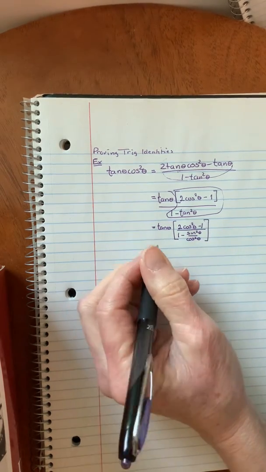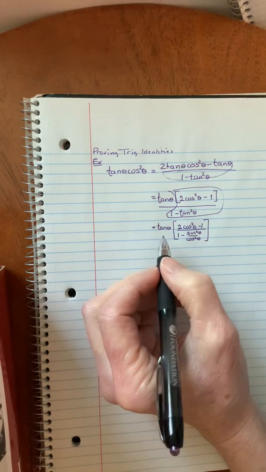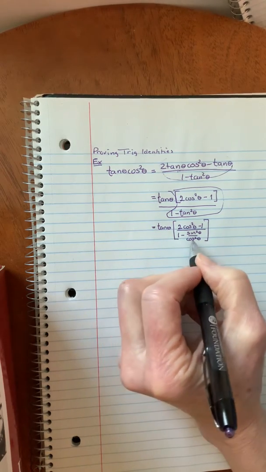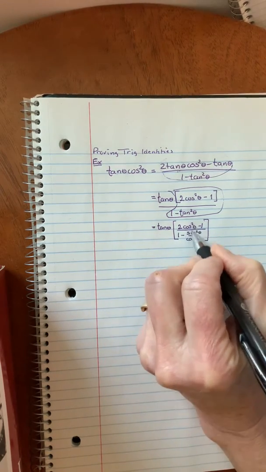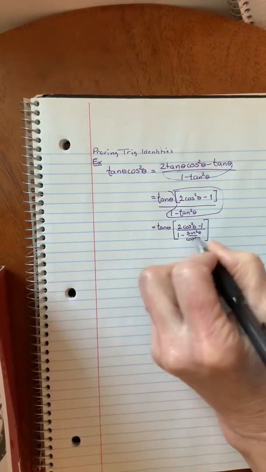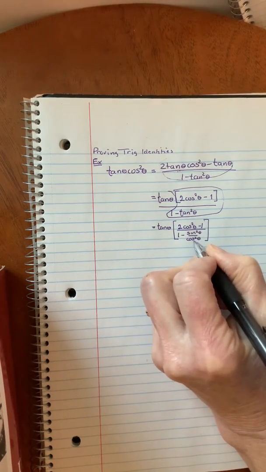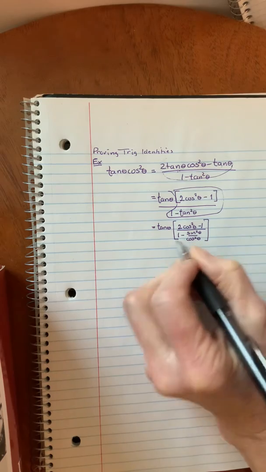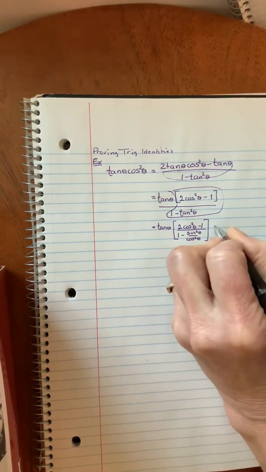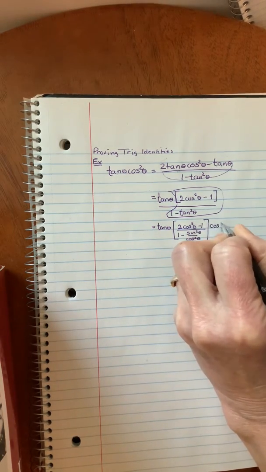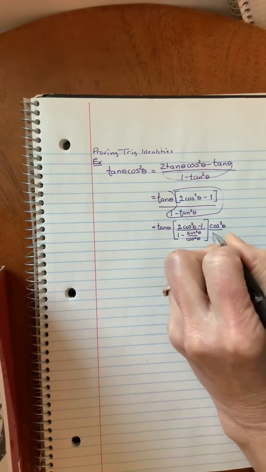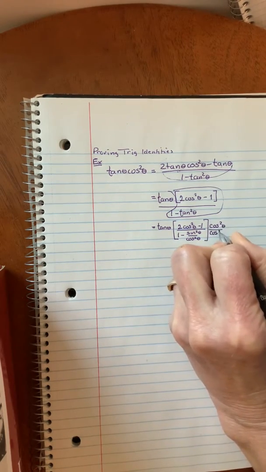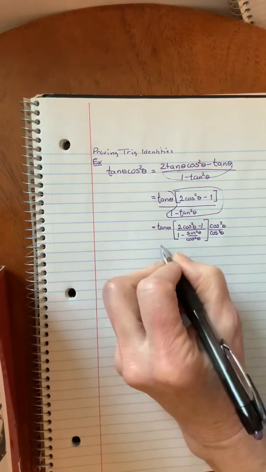Okay, so what I need to deal with now is maybe multiplying so that I don't have 3 levels of fraction. The denominator that's giving me 3 levels, or a complex fraction, is cosine squared. So I'm going to multiply here by cosine squared of theta, and I'm going to multiply here by cosine squared of theta. So here's what I get.